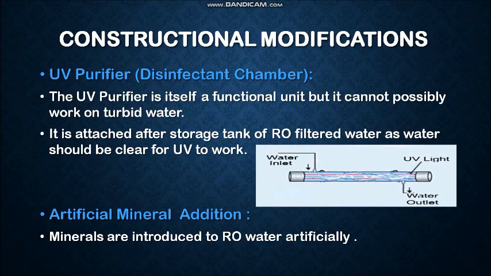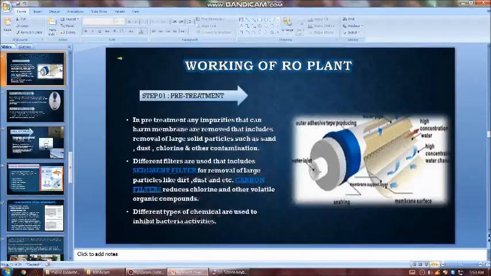Number 2 is the artificial mineral addition chamber. As we know, when water passes through RO membranes, all the minerals, TDS, salts, and ions are removed. That is why the artificial mineral addition chamber has been introduced.